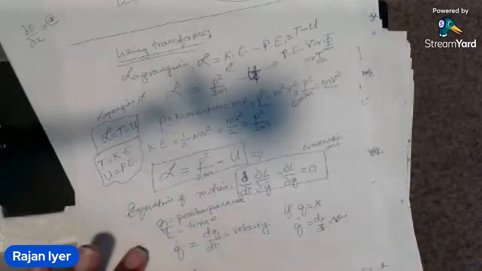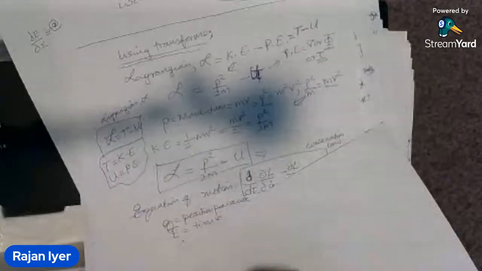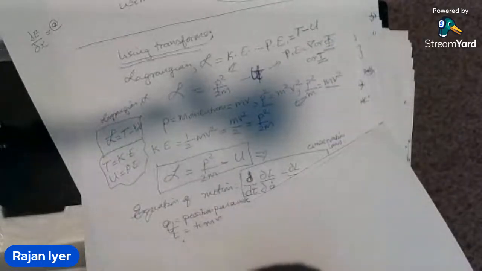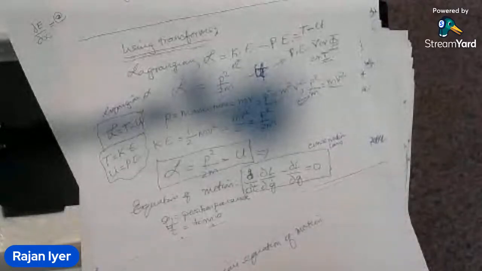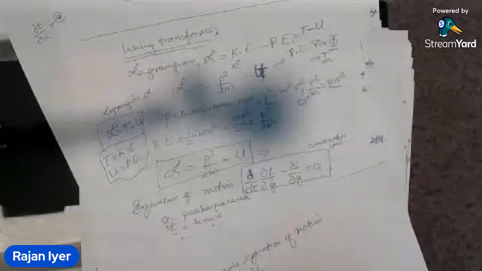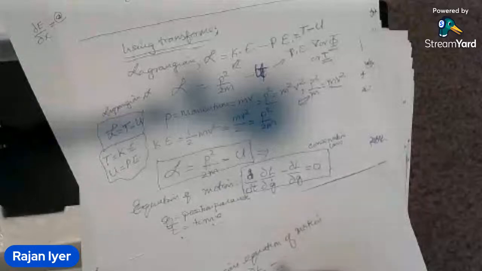Okay, so let me rewrite that. Lagrangian equation of motion, let's say. The question I was going to ask was, if L is equal to T minus U, that's just going to be a number, isn't it? So then you just differentiate that number when you use the equation.